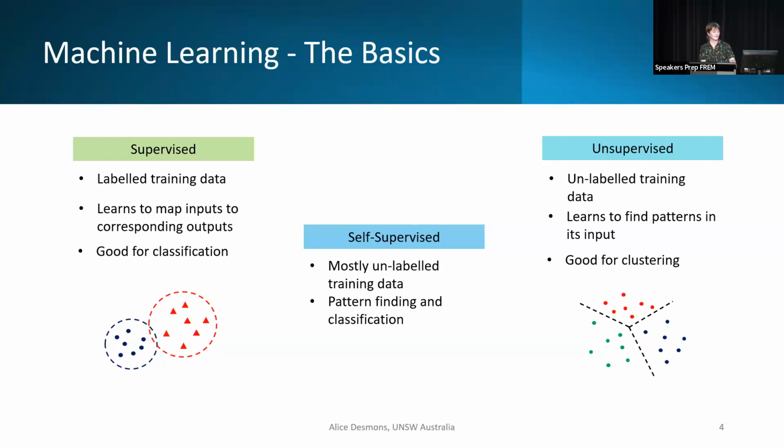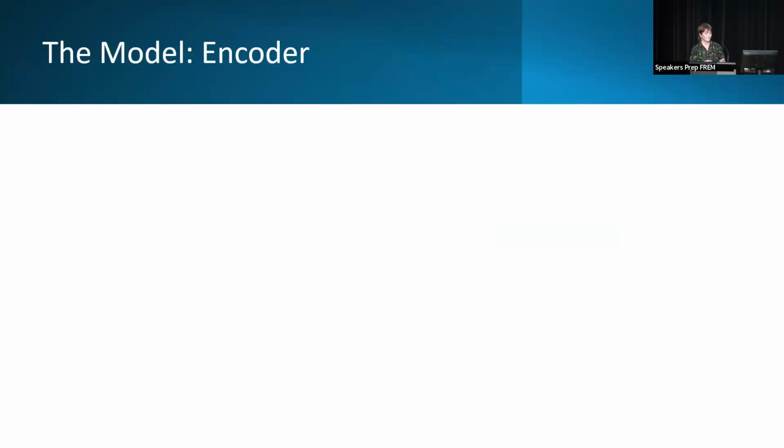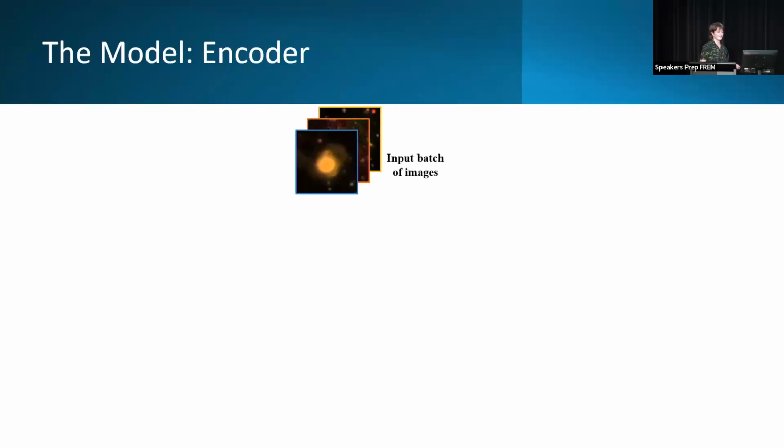So getting into how the model actually works, we split up the model into two parts. We have the encoder, which uses unlabeled data, and then the classifier, which uses labeled data. So for the encoder, the input images are HSC images that are downloaded in 128 by 128 pixel cutouts, and they're downloaded in 5 bands, and we use about 45,000 of them for training.